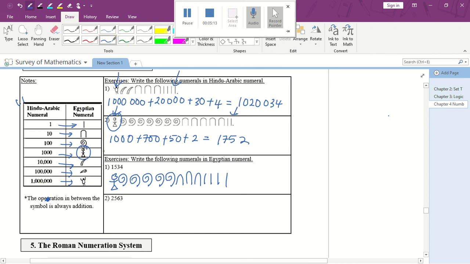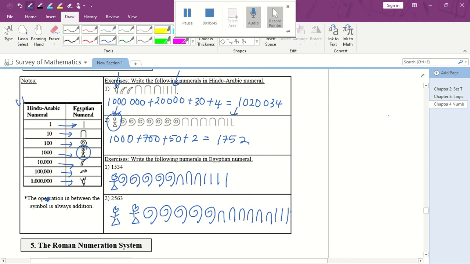Okay, how about the next one? 2,563. 2,000 means we need to have 2 beautiful flowers. 500 means that we need to have 5 spirals or tornadoes. 1, 2, 3, 4, 5. 60 means that we need to have 6 covers. 1, 2, 3, 4, 5, 6. And 3 means 3 lines. 1, 2, 3.